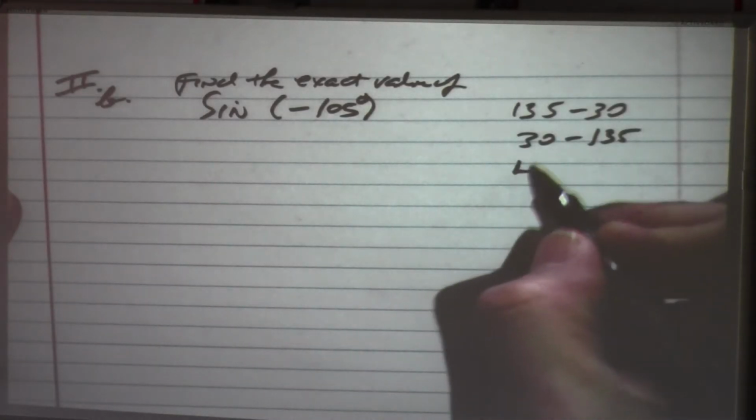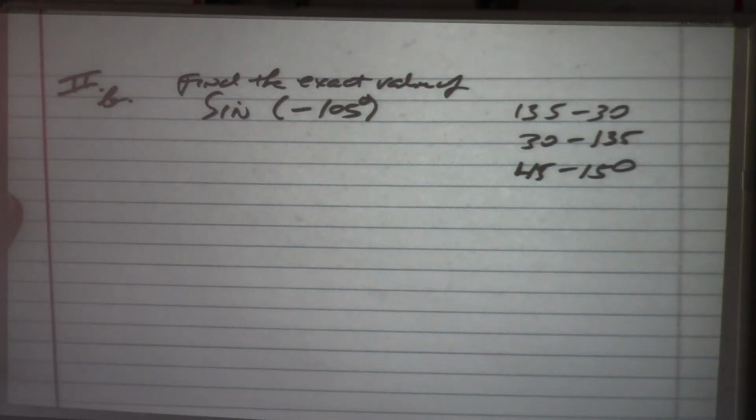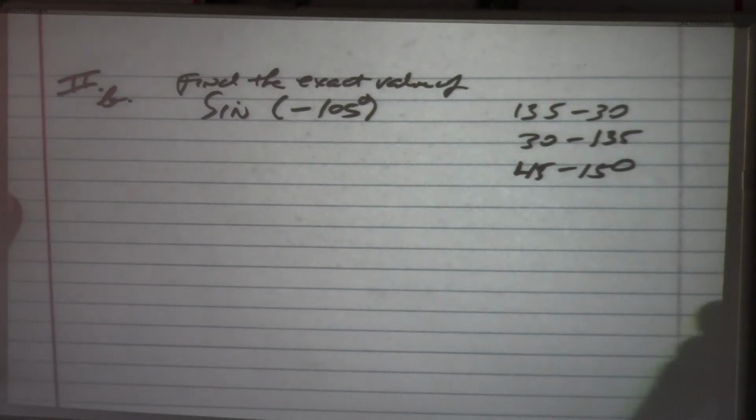You could even do another one. In fact, let's look at this one, 45 minus 150. That would give you negative 105 degrees as well. So here's two possibilities, and there's probably others. And that's one of the things to know, is that there are different possibilities.